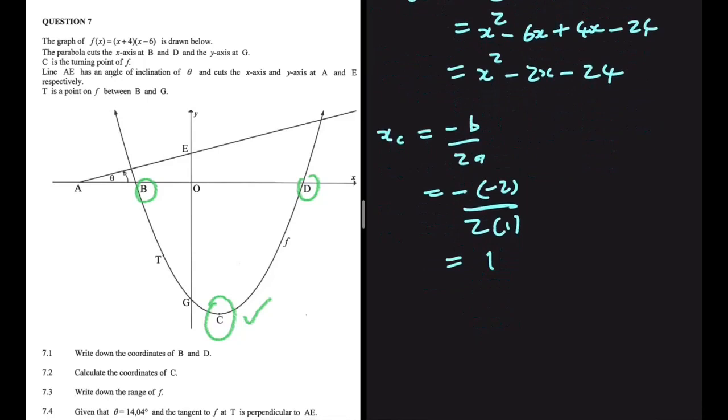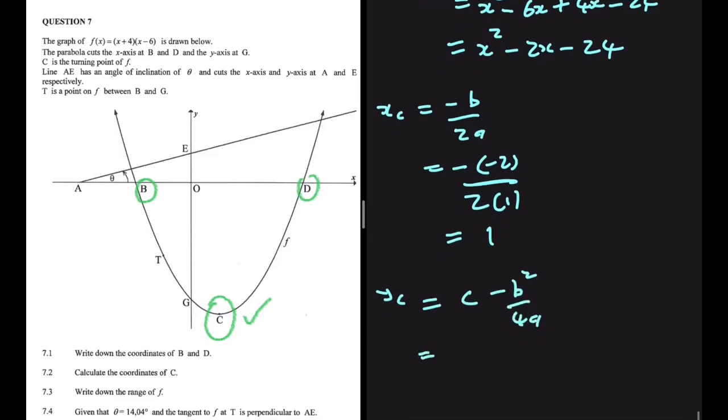Now we come to the y value of C. This is what I was referring to. We actually have a formula for that. We can substitute back into our equation, but we don't really have to do that. The formula is c minus b squared divided by 4a. So what is the value of c? The constant. That is minus 24.